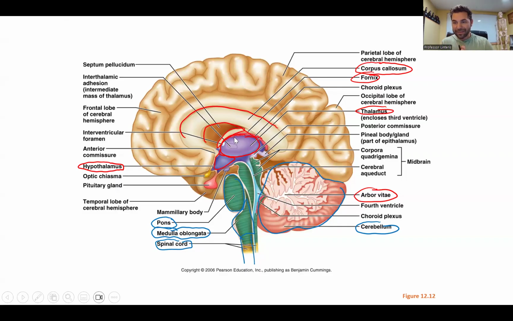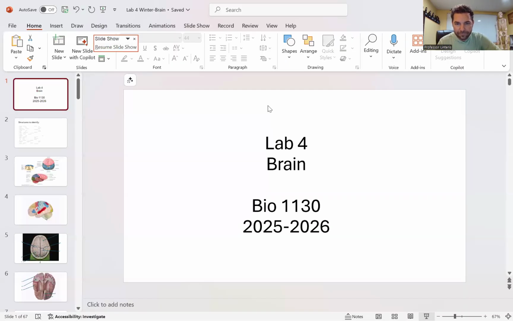The hypothalamus is an extremely important structure. Pause this for 1 second. Let's see if I can fix this real quick. Had to take care of that noise real quick. Sorry about that.